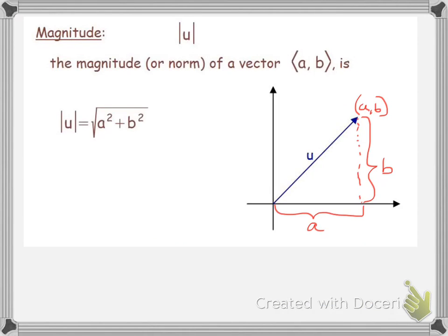So the magnitude, which is denoted using the absolute value bars, or the norm, as it can sometimes be called, of a vector ⟨a, b⟩ is the square root of a squared plus b squared. And basically this comes from the Pythagorean theorem. Remember, if I draw this figure, you have a squared plus b squared is equal to c squared, u squared in this case, and you take the square root, and that's where that formula comes from.